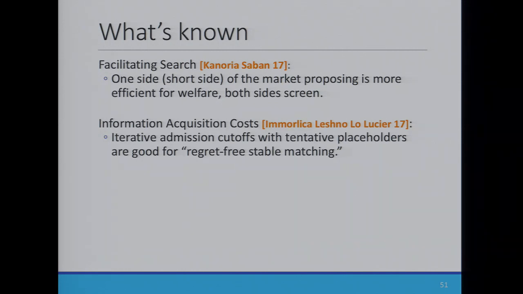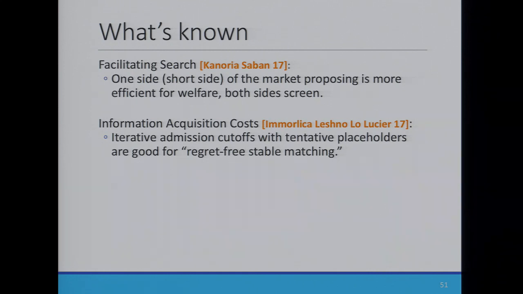Another paper here is about information acquisition costs. So this is sort of like a Pandora's box model. And what they conclude is that iterative admission cutoffs with tentative placeholders are good for regret-free stable matching. So what do I mean here? The setting here is school choice. The schools decide anybody above this level of quality can apply to me. So I'm essentially holding a spot for them. And they can tentatively take it and then change their mind later on, so it's sort of like deferred acceptance. And then I can change my threshold later on and lower it if I'm not getting enough people as the school.